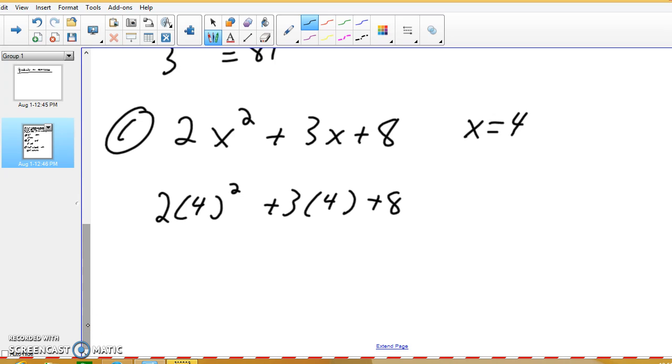Okay, so now from here, we just use our order of operations. So first we start with parentheses. Well, in the parentheses, we just have a single number, so our parentheses are done. So the next one is exponents. So we're going to solve the exponents, which we just have 1. So that is 2 times 4 squared. 4 times 4 is 16. Okay, and we have no other exponents anywhere else.